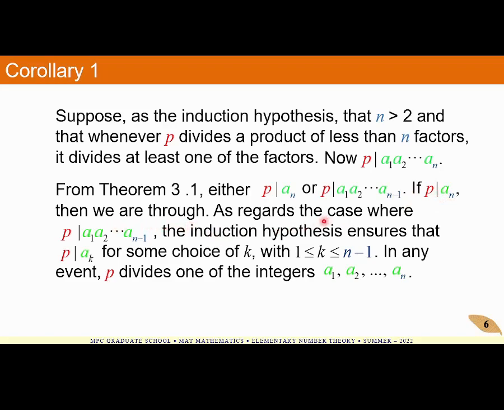As regards the case where p divides the product of a sub 1 times a sub 2 up to a sub n minus 1, the induction hypothesis ensures that p divides a sub k for some choice of k, with k greater than or equal to 1 but less than or equal to n minus 1. In any event, p divides one of the integers a sub 1, a sub 2, up to a sub n. End of proof.